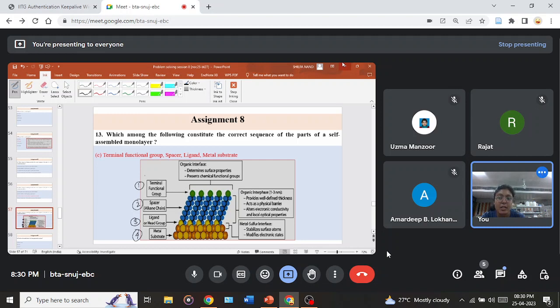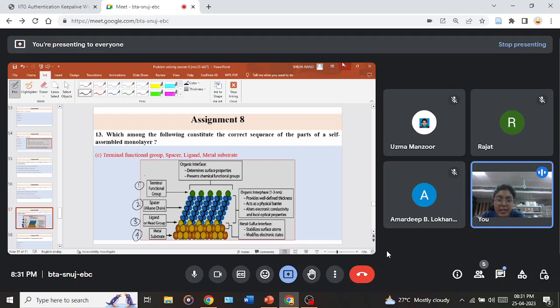Whereas the second part, the spacer consisting of the alkane chain, constitutes the organic interface, which is around 1 to 3 nanometers. It provides a well-defined thickness, acts as a physical barrier, and alters the electronic conductivity and local optical properties.